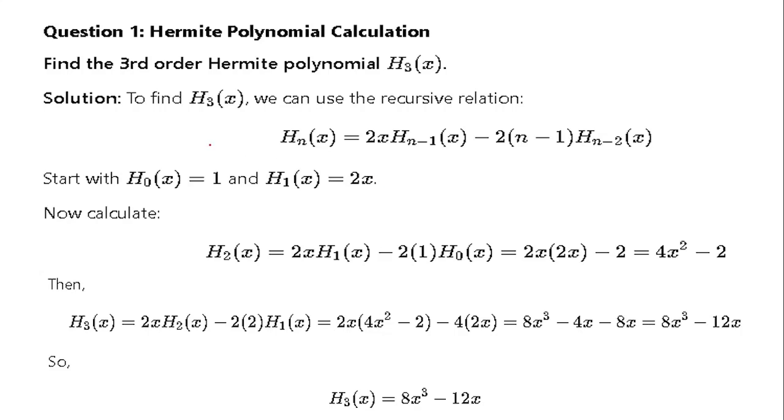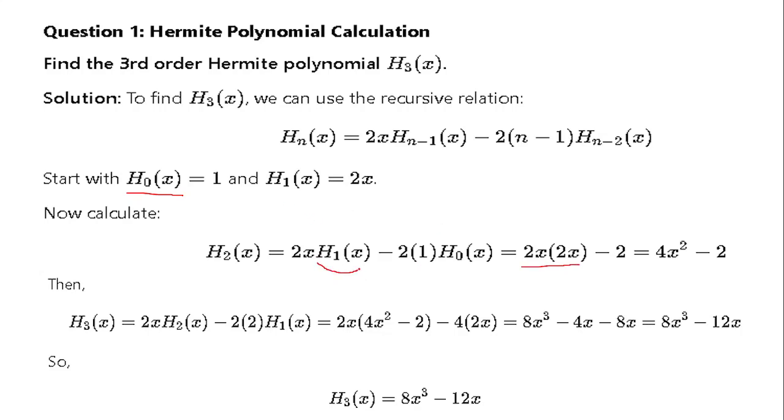Okay, sir. So to find the third order Hermite polynomial, we use the recursive relation, and this recursive relation is given in this form. For the first Hermite polynomial, when n is equal to 0, it is 1. When n is equal to 1, it is 2x. So we want to look for the case where n is equal to 3. For us to do that, we have to start with n is equal to 2. When n is equal to 2, we put the value here, and we arrive at this.